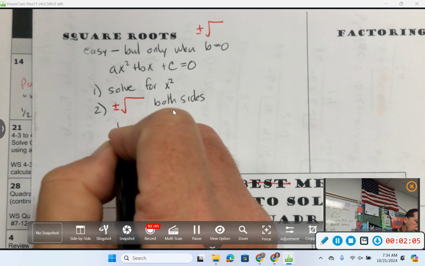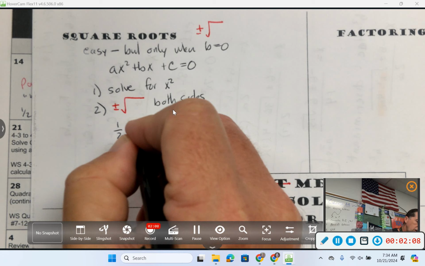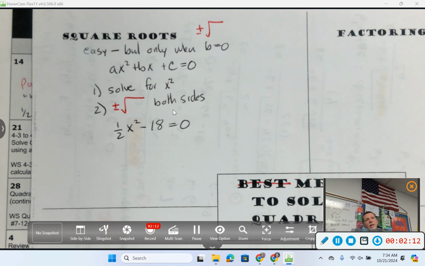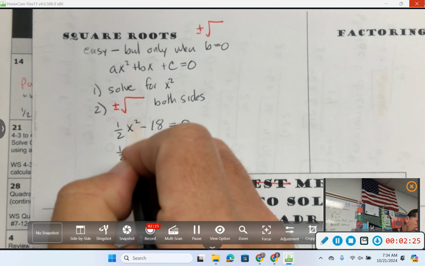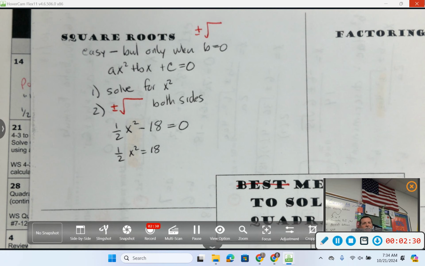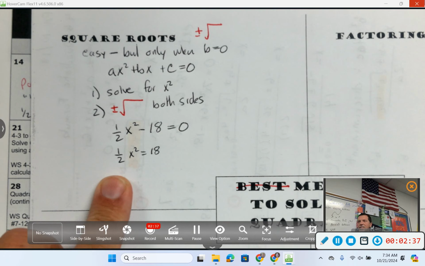How about 1/2 x squared minus 18 equals 0? There was one kind of like that on the test that some people messed up. So what do you want to do first on that problem? Add 18. 1/2 x squared equals 18. What do you want to do next? Wait, let's divide by a half first. Let's not square root first. If you square root first, you can, but then you have to square root 1/2, and it's doable, it's just not going to be fun.